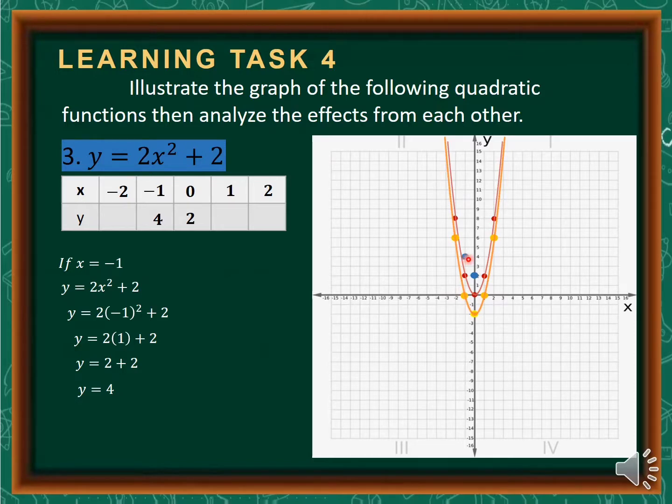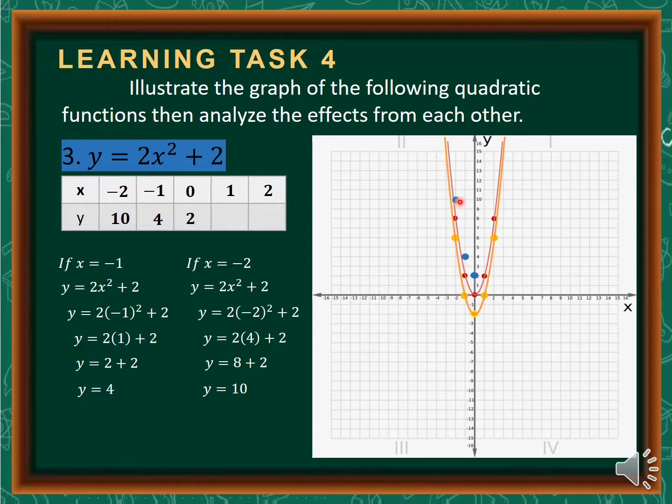Next, negative 2. If x is equal to negative 2, then your y is equal to 2x squared plus 2. Let us substitute negative 2. Negative 2 squared is 4. 2 times 4, we have 8. 8 plus 2, we have 10. Therefore, negative 2 is the x. If x is negative 2, y is equal to 10. Alright? Now, where is it? Negative 2 is the x. The y is 10. Alright. So, here it is. You just need to plot it.